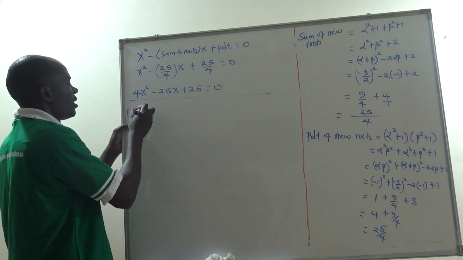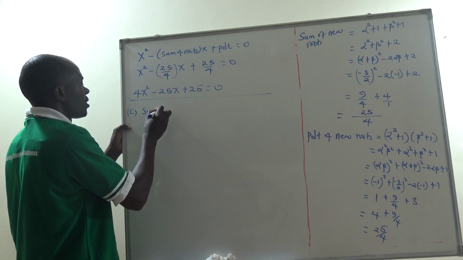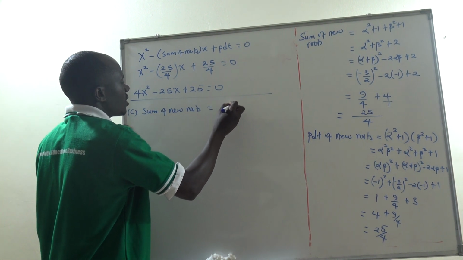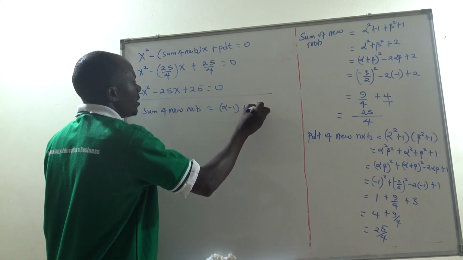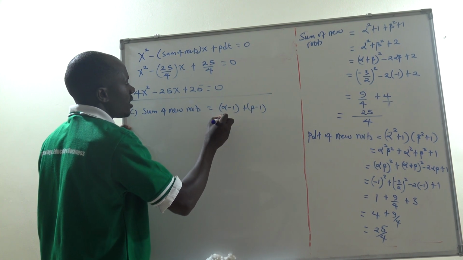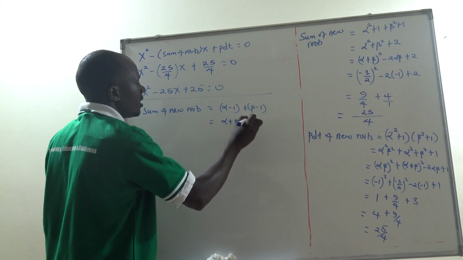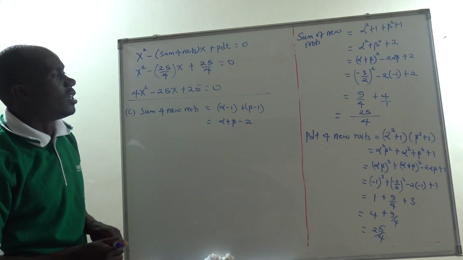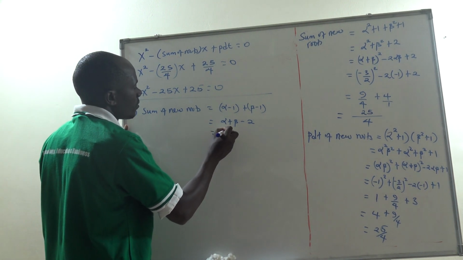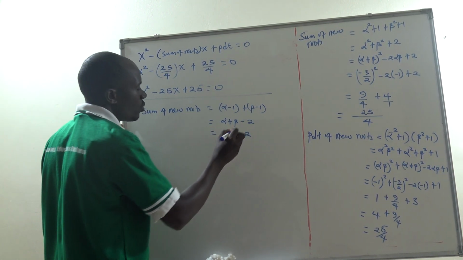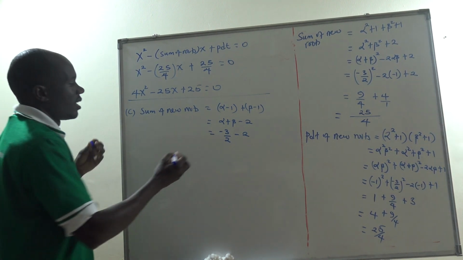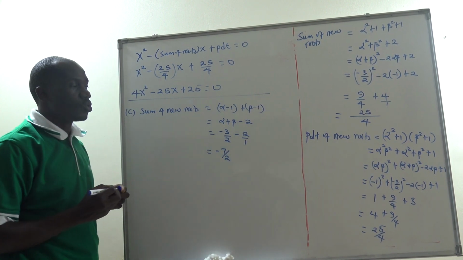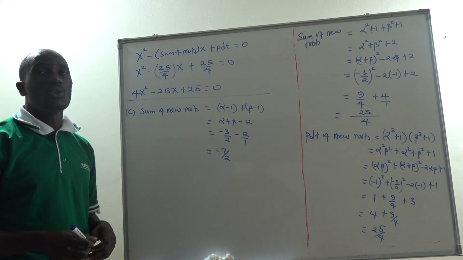That is part C. The new roots, also get the sum of new roots, which are alpha minus 1 plus beta minus 1. So collecting like terms, this is alpha plus beta, then minus 2. Do we know alpha plus beta? Alpha plus beta is already given as negative 3 out of 2. Negative 3 out of 2, then minus 2. We find the LCM. So after getting the lowest common multiple, we shall come out with negative 7 out of 2.